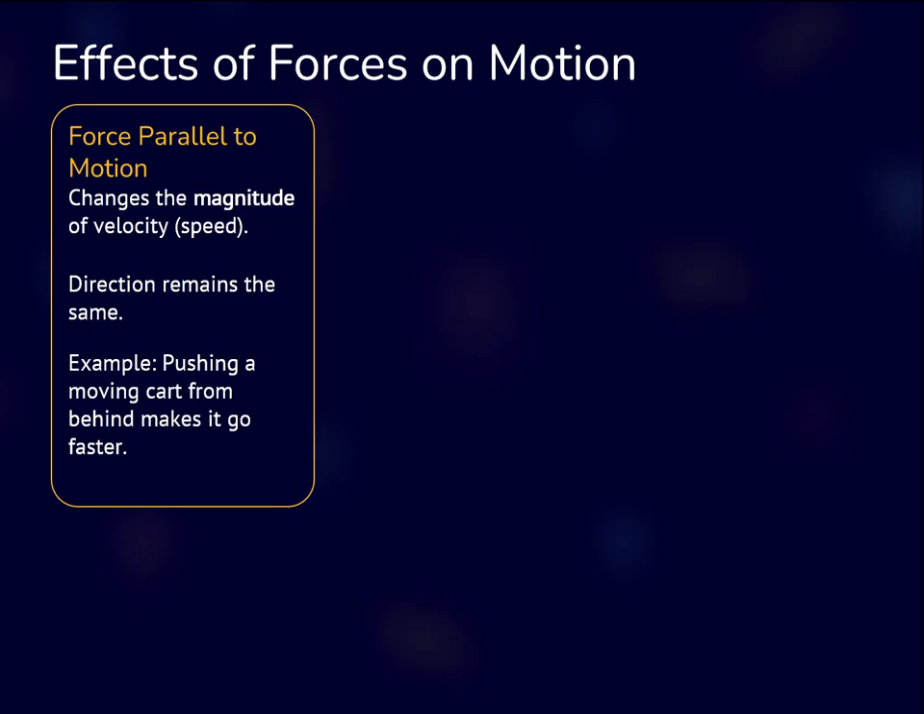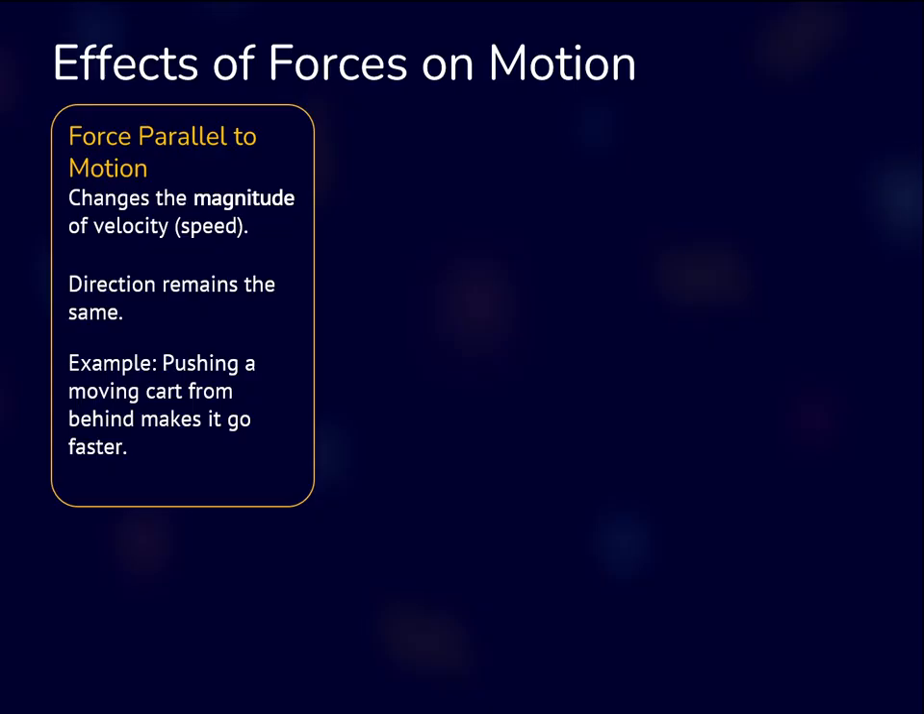This flexibility is key in solving vector problems in this physics course. Now, let's look at how the direction of a force affects an object's motion, especially when that object is already moving. Forces can act in a variety of directions, and each direction has a different impact on how the object behaves. Force parallel to motion. This kind of force changes the speed of the object, but not its direction, because it's parallel to the motion.